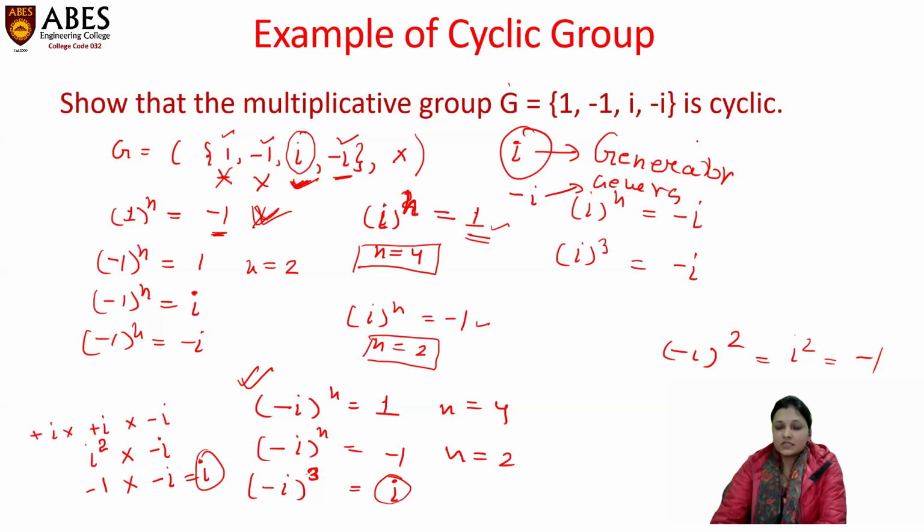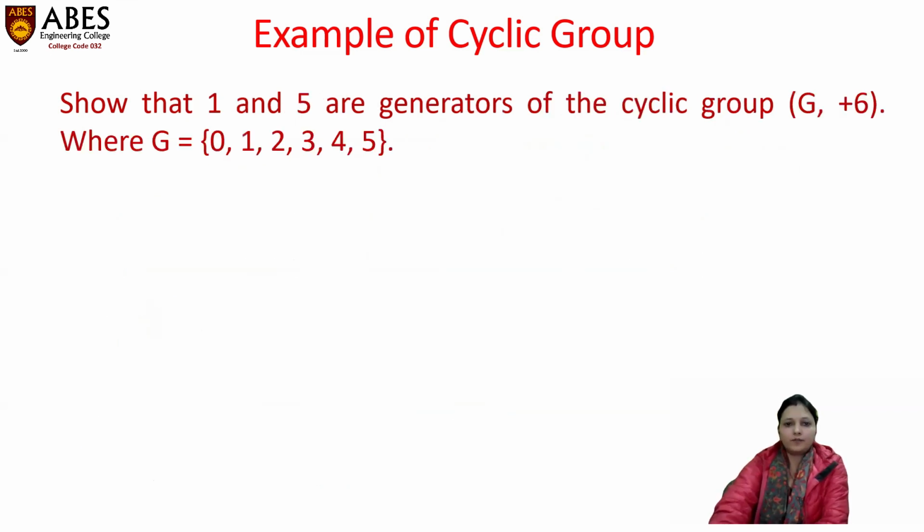So this is a cyclic group, as a group with one or more generators is a cyclic group. In this group, we are getting 2 generators. So this group is a cyclic group. Here is one more example for a cyclic group. In this question, I have to show that 1 and 5 are generators of the cyclic group G. Here the operation is addition modulo 6. It should be written like this, addition with suffix 6.